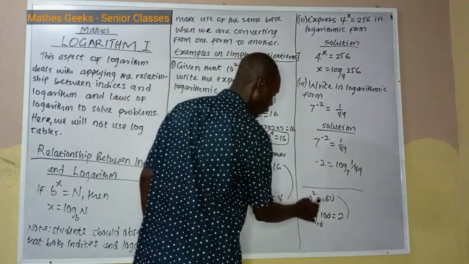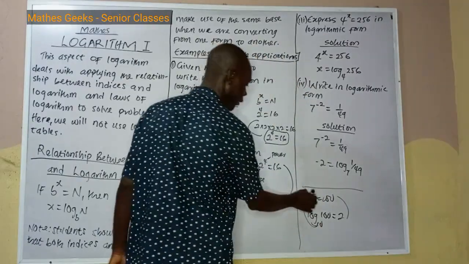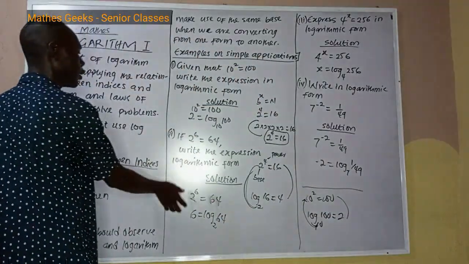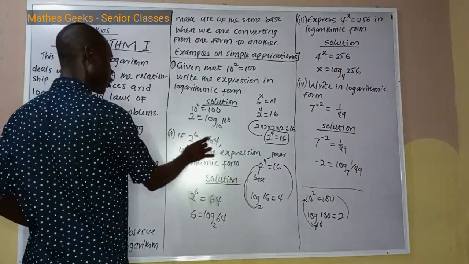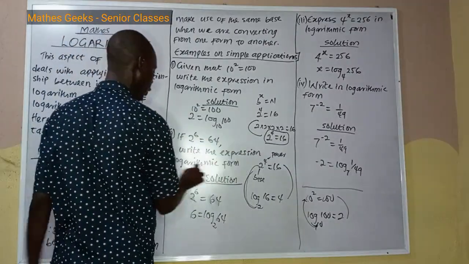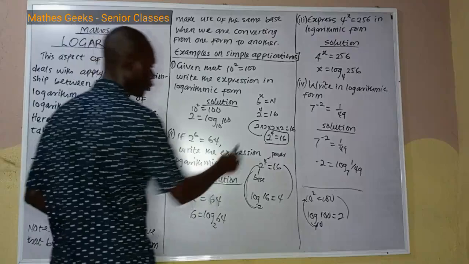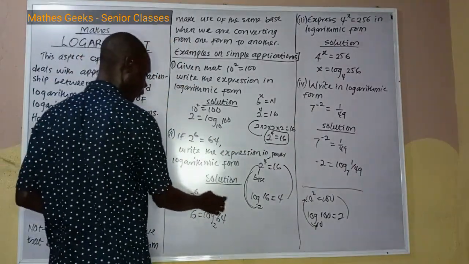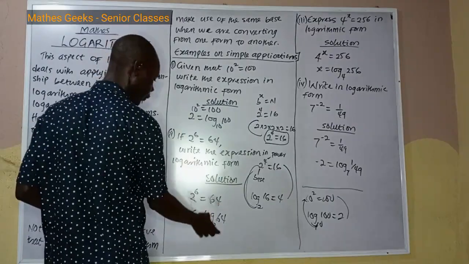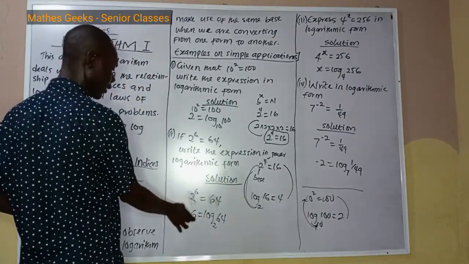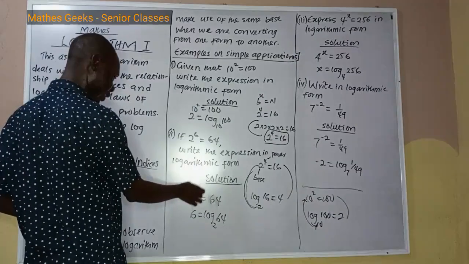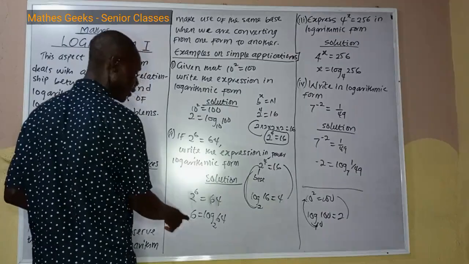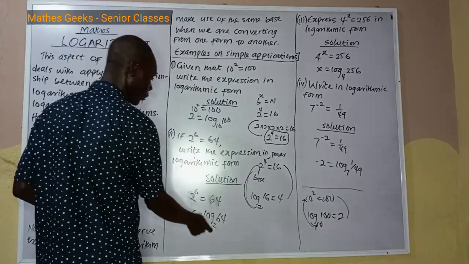Take note, both of them have the same base. Here the base is 10 and here the base is 10. Same thing applies in the rest of the examples. So if 2 raised to the power 6 is equal to 64, write the expression in logarithmic form. 2 raised to the power 6 is equal to 64. So logarithm of 64 to the base 2 would give us the power 6. Here 6 is the power which 2 is raised to, but in log form, 6 is the result of log 64 to the base 2.